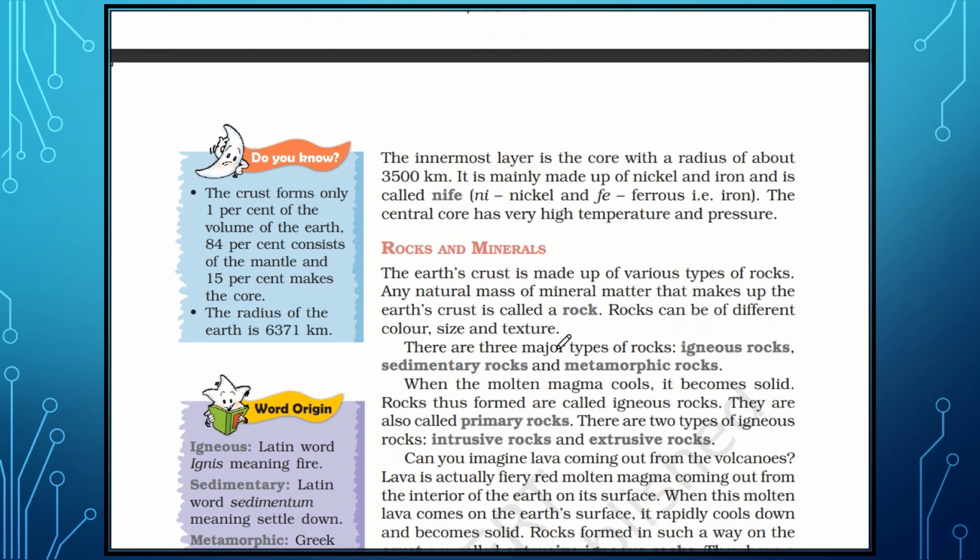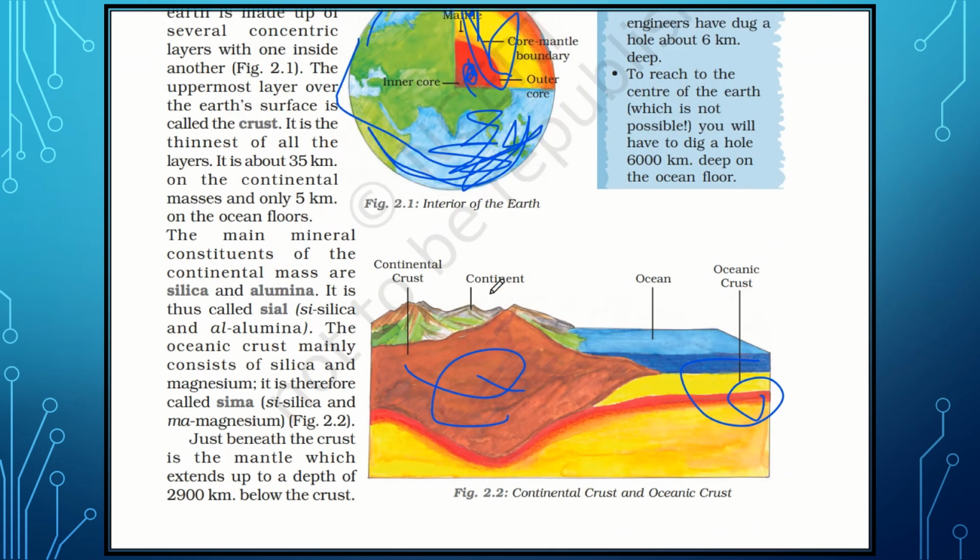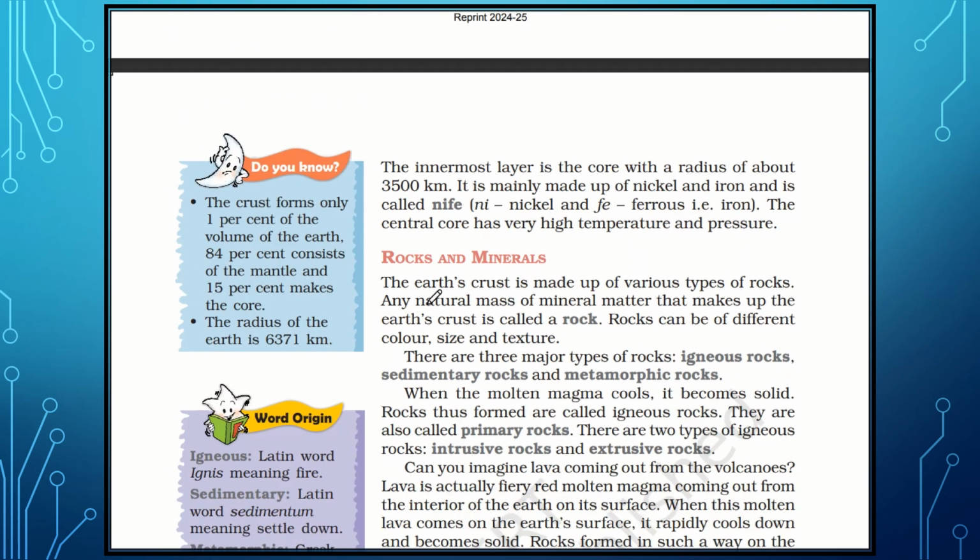So let's understand about rocks and minerals. The crust is made up of various types of rocks. You can see here, these are the mountains, right? The mountains are made up of rocks only. Any natural mass of mineral matter that makes up the earth's crust is called a rock.